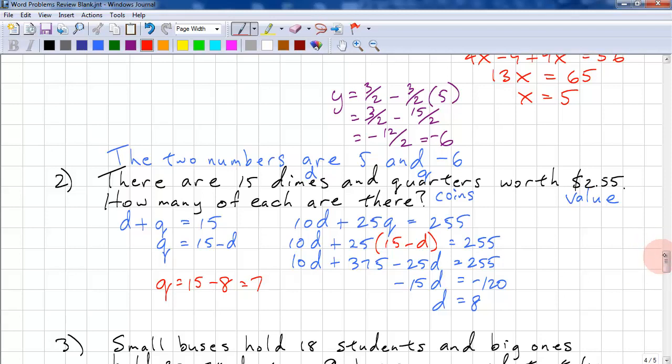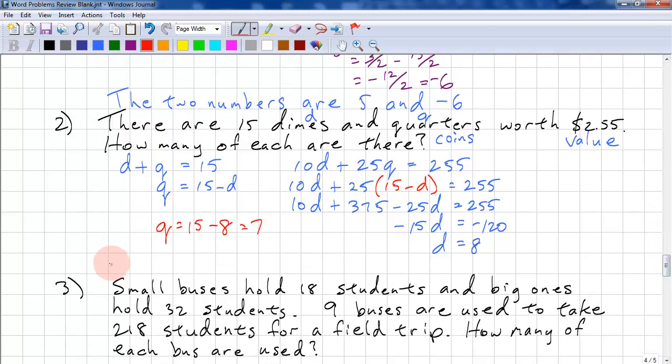And again, we want to answer the question with a sentence. There are 8 dimes and 7 quarters.